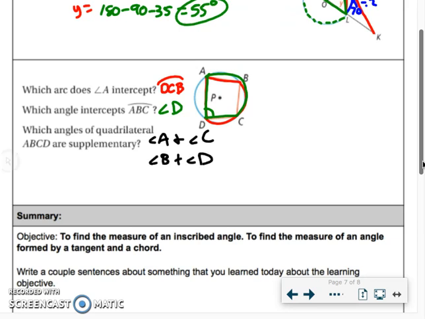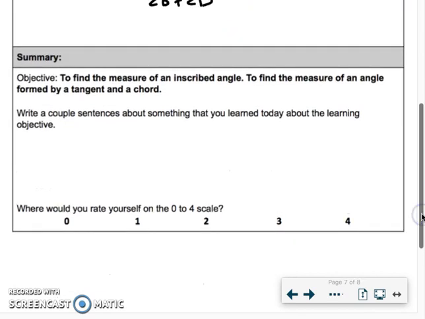So that's our lesson for 12.3 inscribed angles. The angle on the inside is half as big as the arc on the outside. So that's going to be how we would find the measure of an inscribed angle and also the measure of an angle formed by a tangent and a chord.